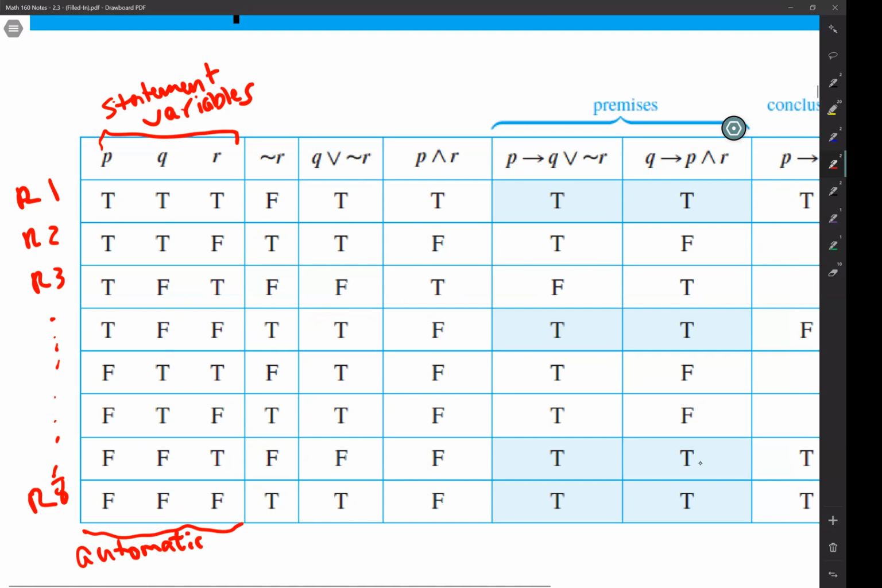Then we also, this is like the not R here. Okay, we need the not R because we had not R in one of the premises. So we just do it. And again, remember this just flips. So this just is the opposite of R.